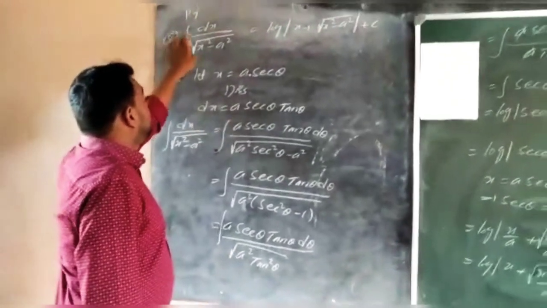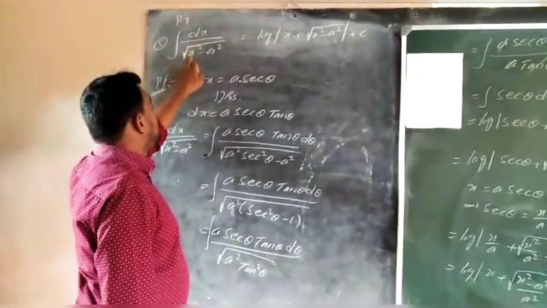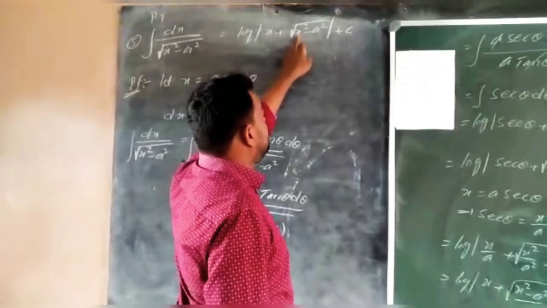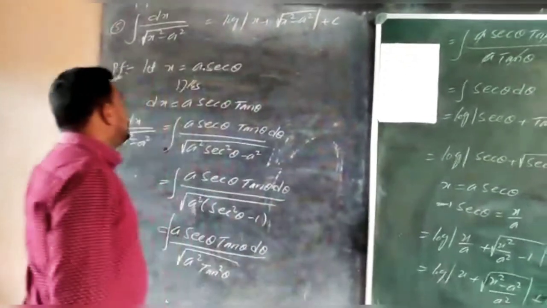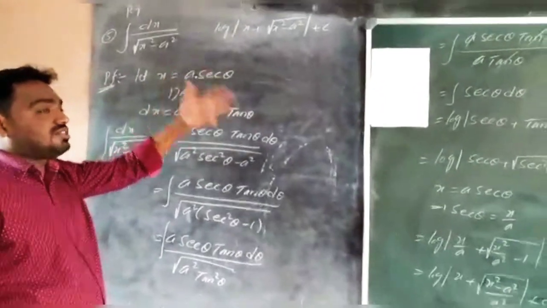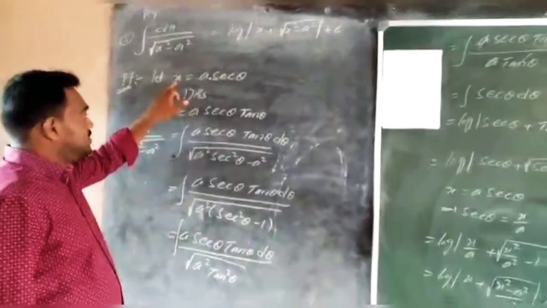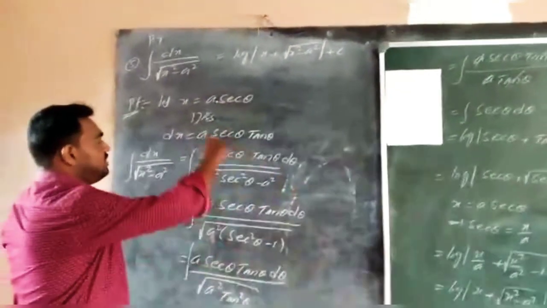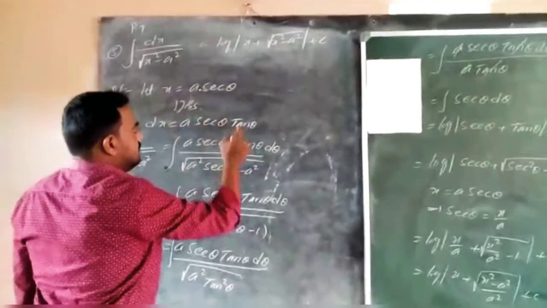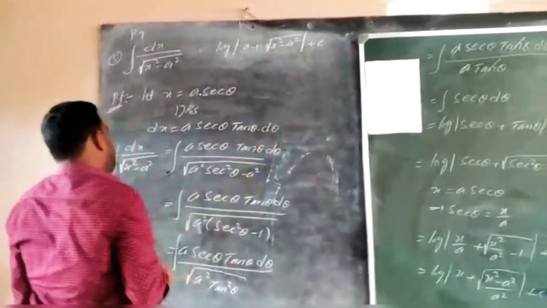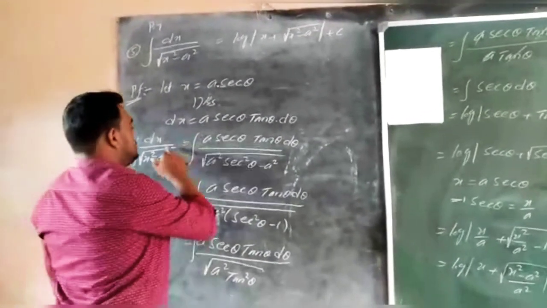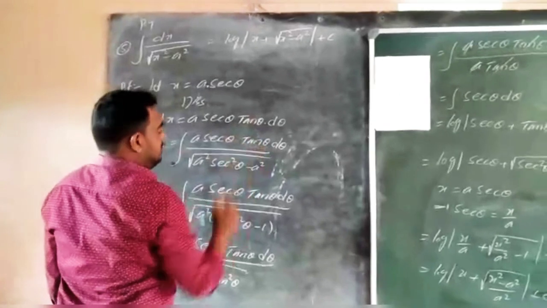Fifth one: prove that the integration of dx by square root of x square minus a square is equal to log mod of x plus under root of x square minus a square, plus c. For this proof, you assume x is equal to a secant theta or a cosecant theta. Here I am assuming x is equal to a secant theta. So taking the derivative on both sides, dx is equal to a secant theta tan theta d theta. Now the integration of dx by square root of x square minus a square is equal to the integration of a secant theta tan theta d theta.